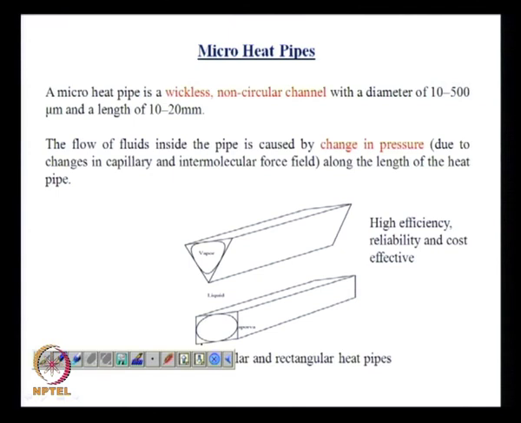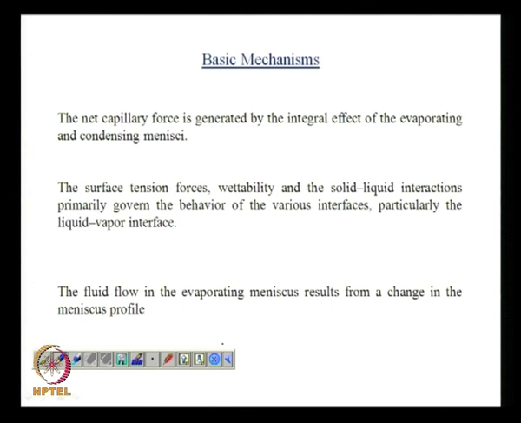So, these are two pictures of a rectangular heat pipe and an equilateral triangular heat pipe, and we will look at the basic mechanisms in which they operate, which I have already described, that it is the capillary force and the surface tension force which play an important role. The other engineering parameters of interest are the wettability. Would you like the liquid to wet the solid over which it flows, or would you want a non-wetting surface? How do you model the liquid solid interactions?